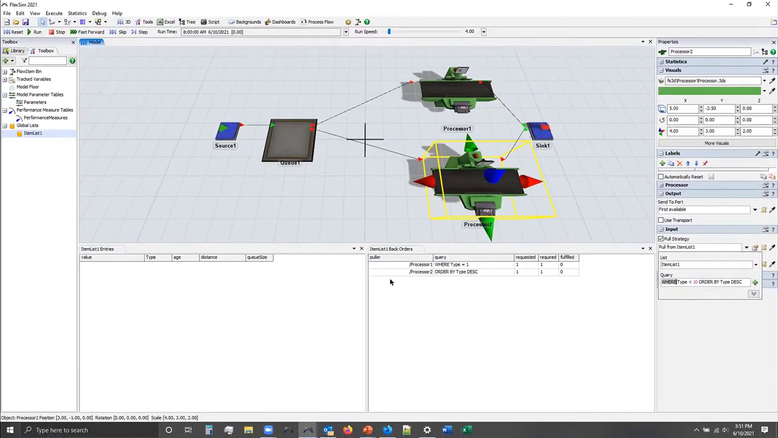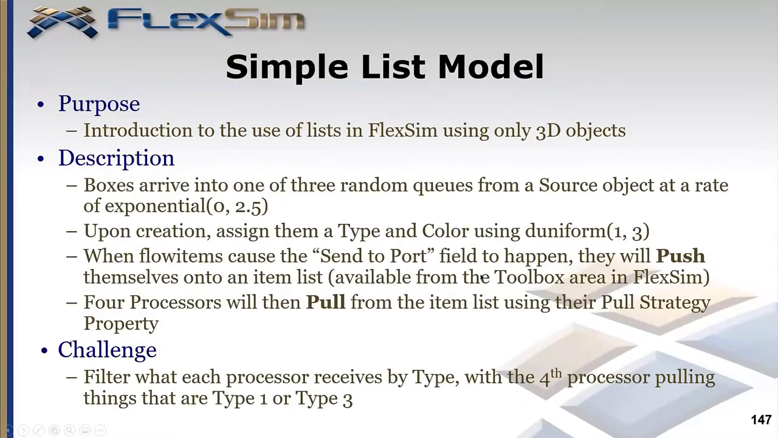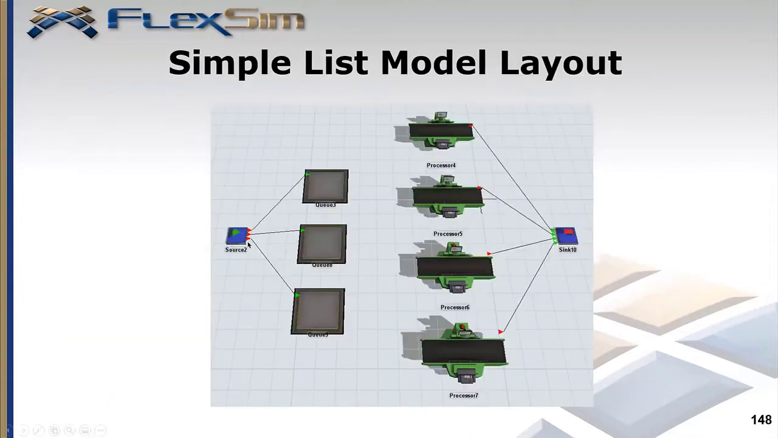Okay, so with the couple of minutes that we have left here, I just want to give you guys a quick little exercise that has you build a model using a global list as a way to manage flow item flow. It's really similar to the little walkthrough example I just did, but with a little bit more going on. We're going to say that we have a source that creates flow items every 2.5 seconds, and those flow items are sent to a random downstream queue. So the send to port of this source says to send things randomly to these queues.